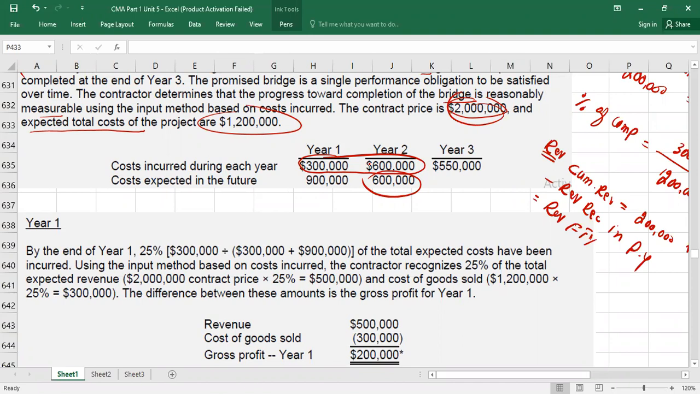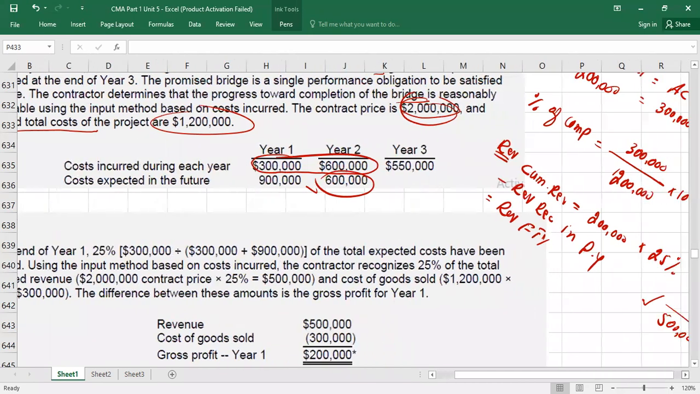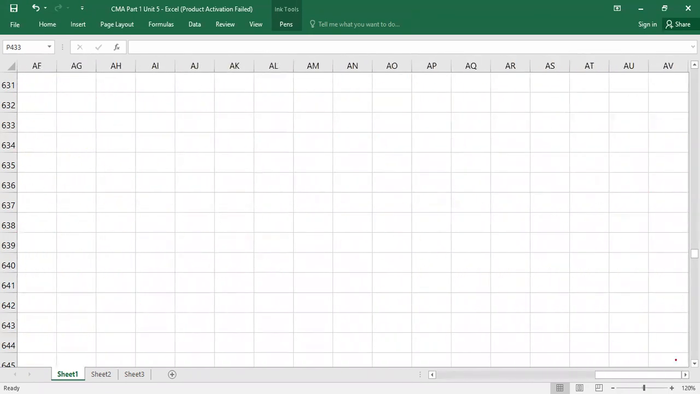Okay? What is the actual cost in the first year? 300. What is the actual cost in year 2? 600. And what is the estimated cost in year 2? 600. So this is what we are going to do. Year 2 calculation I'm going to do now. So guys, year 2. Let's do it here. Please focus with me. Year 2. First of all, you have to calculate what? Total cost is equal to what? Actual cost till date plus estimated cost for remaining years.